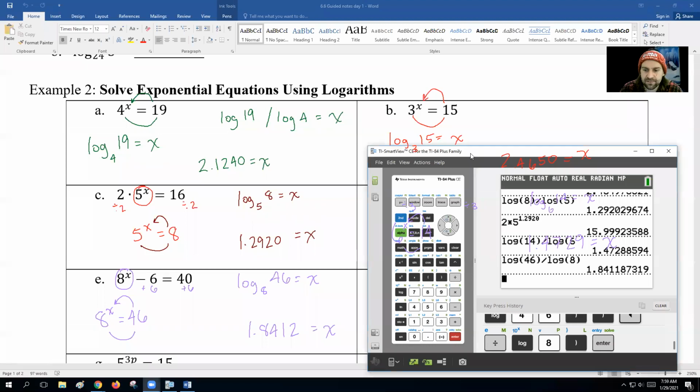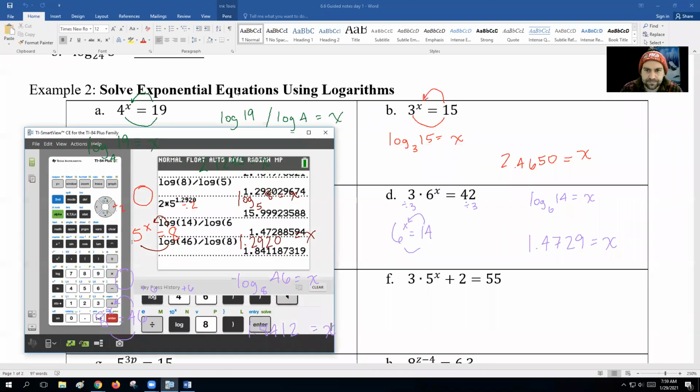Okay, try pausing the video, see if you guys can do F on your own. All right, let's see if we did this right now. We have a lot of things going on. First thing we want to do is subtract 2 from both sides, and we get 3 times 5 to the x power is equal to 53. And then we want to divide by 3. Now we get 5 to the x power is equal, 53 doesn't divide, so we're just going to say 53 divided by 3. And that is still something we can loop and swoop. So we would have log base 5 of 53 over 3 equals x.